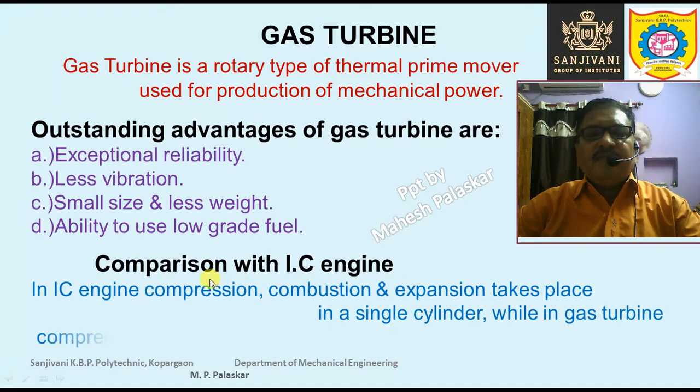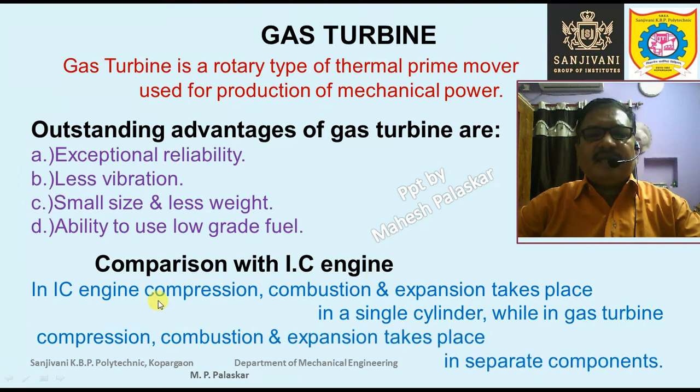And we already compared the IC engines with the gas turbine. In IC engine, compression, combustion and expansion take place in a single cylinder, while in gas turbine, compression, combustion and expansion take place in separate components.